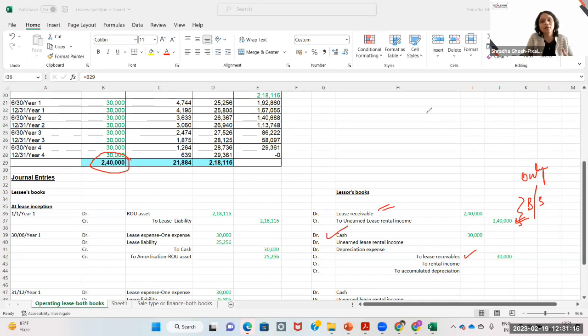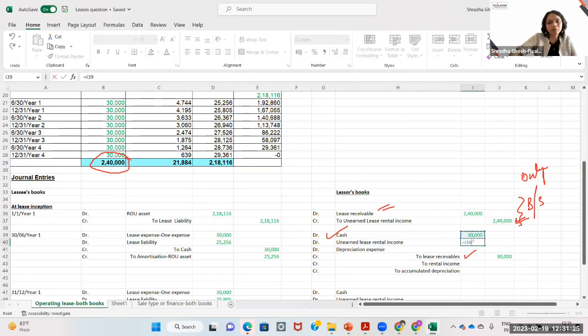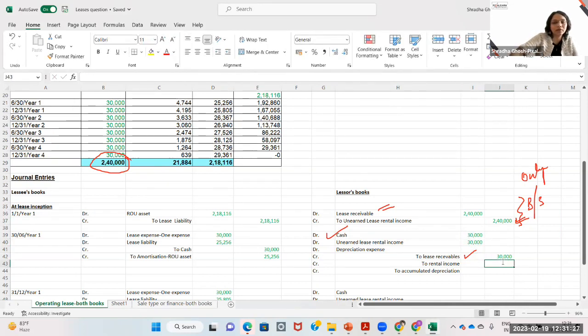Then what will I do? That proportionate revenue that I booked, I'm going to reverse and now book as the actual P&L hit. The same amount, I'm going to reverse from unearned rental and book as rental revenue.